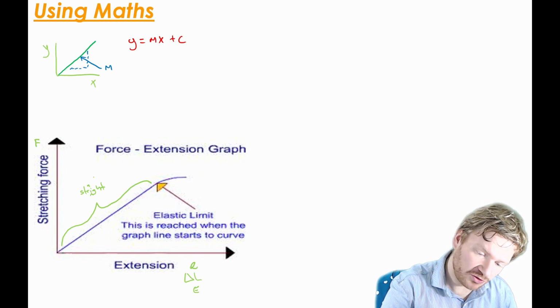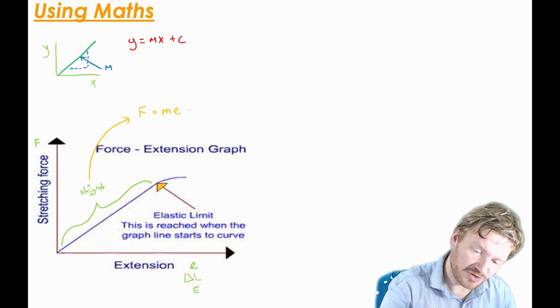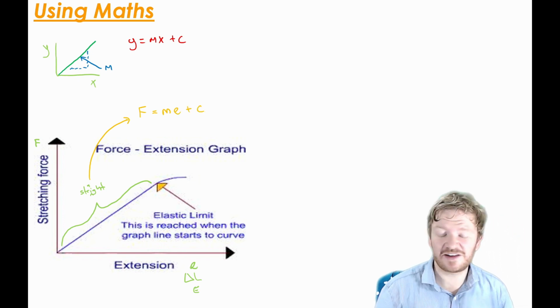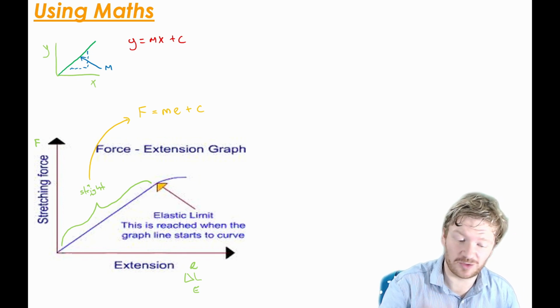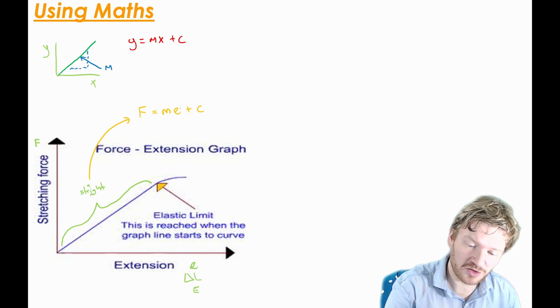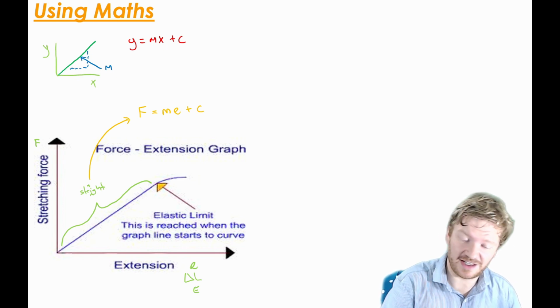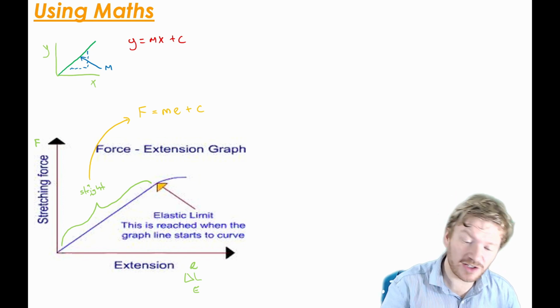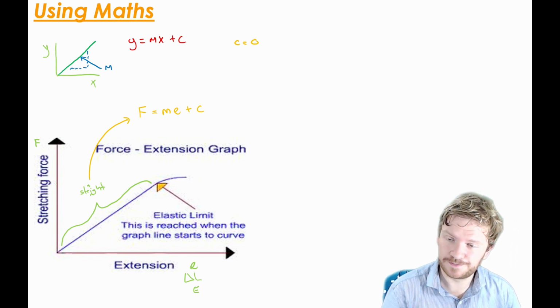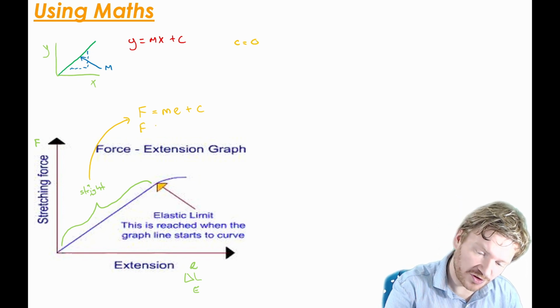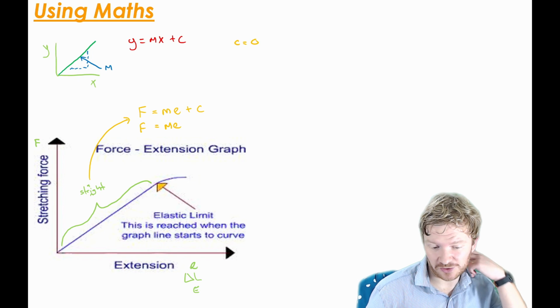So what I can say is for this straight section, it has the equation F is equal to the gradient m times e plus a constant. So it's exactly the same. All I've done is replaced y with F, because this graph doesn't have a y-axis, it has a force axis, and I've replaced my x with e, because it doesn't have an x-axis, it has an e-axis. Now looking at this graph, what is c? If I look at it, I can say c is 0. So straight away I can say force is equal to m e, and the plus 0 just drops off, it disappears.